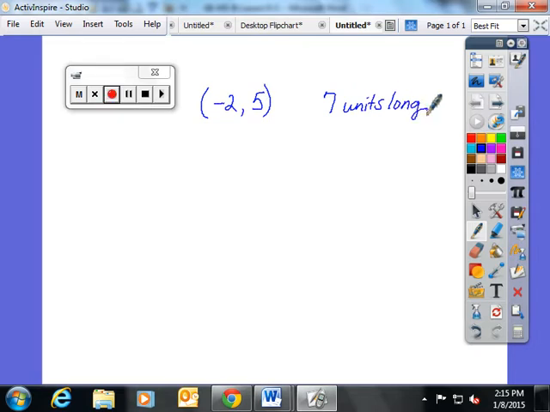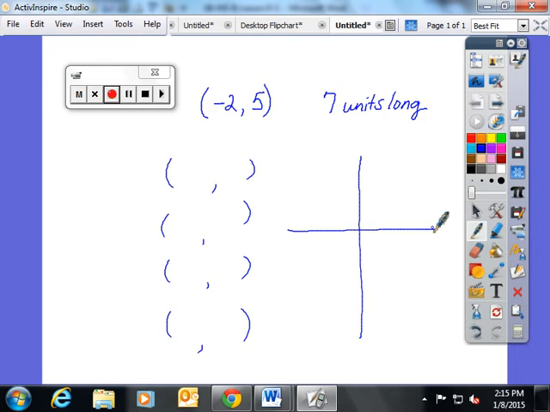So you want to find the 4 possible points that it could be. Okay, so hopefully the students first start by drawing a coordinate plane and they draw their starting point. Negative 2, positive 5 is located in quadrant 2. Okay, a point 7 units away could be this way, this way, this way, or this way.